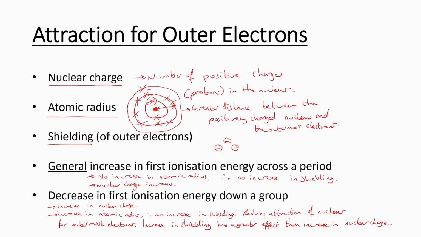Now, I haven't actually put here anything about the increase in atomic radius, meaning there's less attraction between the nucleus and the outermost electrons because of the greater distance between them. You can put this point down if you wish. It depends on the number of marks that you have, but I will give you an example later, and I'll work through all the points you can mention for it.